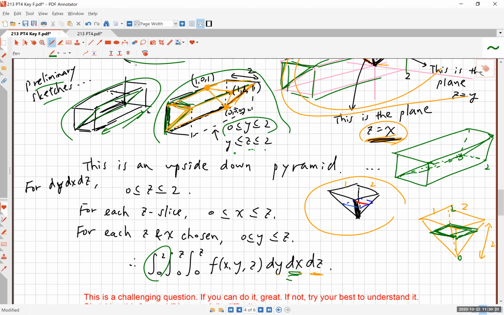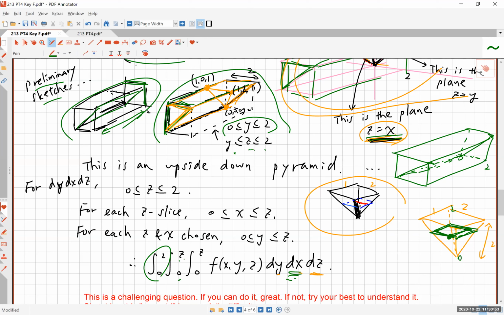And so in this rectangle, x goes from what to what? For each z, it goes from 0 to something. And this something is the point where the pyramid ends at the plane z equals x. And the question is, what's x? Well, x is z, right? So x goes from 0 to z. Now, the reason it starts at 0 is because it's always starting at this yz plane. Imagine that, right? So x goes from 0 to z.